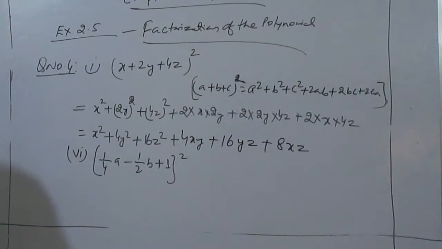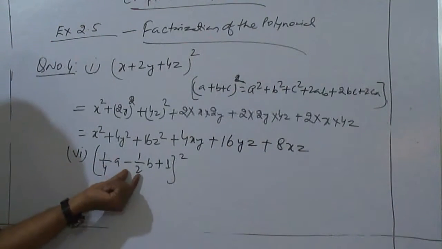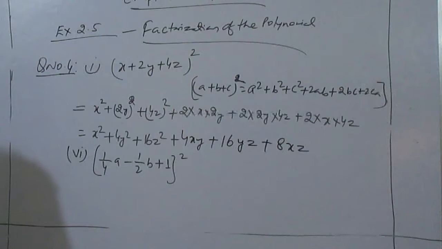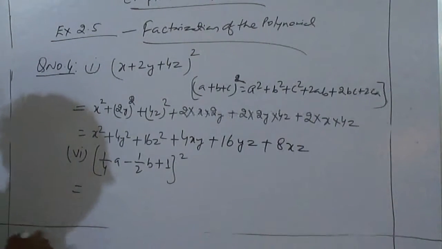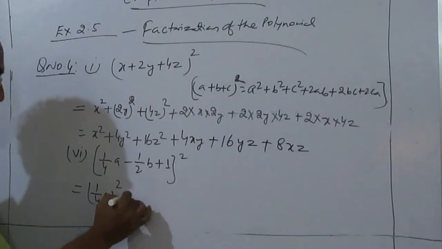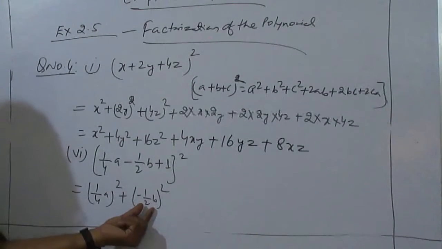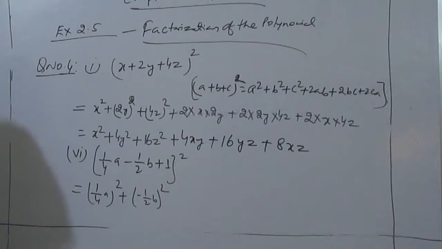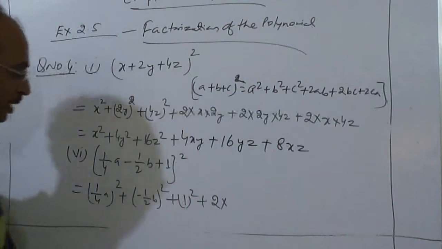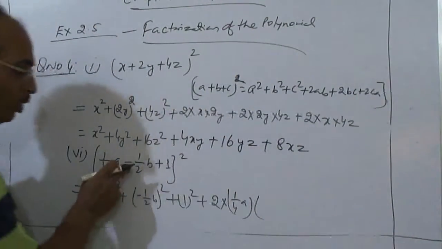So the same formula is there. The only thing is that in place of plus, it has become minus. Wherever that second term comes, we will put its value as minus. Then it is a square plus b square plus c square. So 1 by 4 a whole square plus, inside the bracket, minus 1 by 2 b, plus 1 whole square, plus 2ab, so 2 into 1 by 4 a and minus 1 by 2 b.